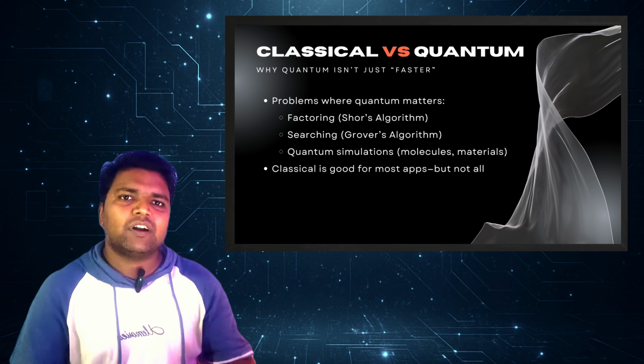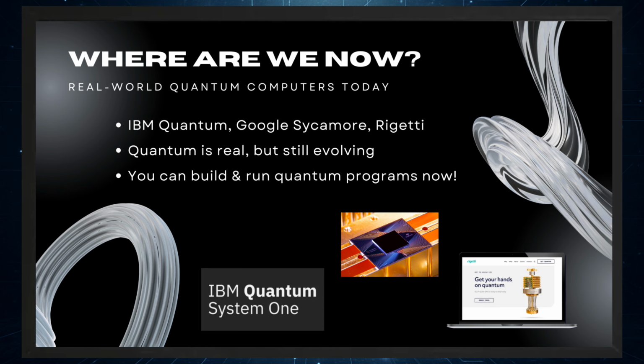Now, you might be wondering, is all of this theoretical? I'm telling you, not at all. IBM, Google, and startups like Rigetti have already built real quantum computers. You can access some of them for free on the cloud, on platforms like IBM Quantum Lab or Qiskit.